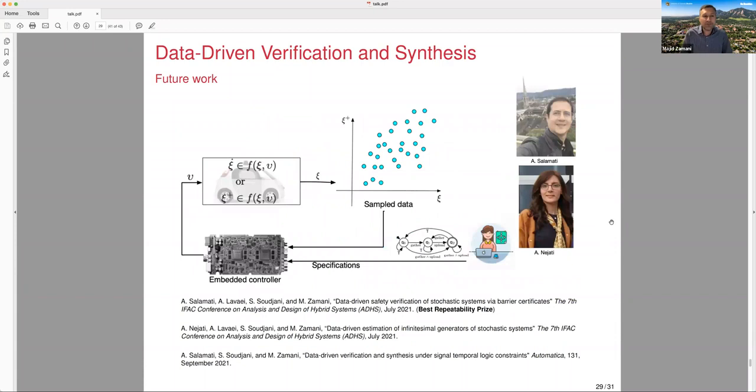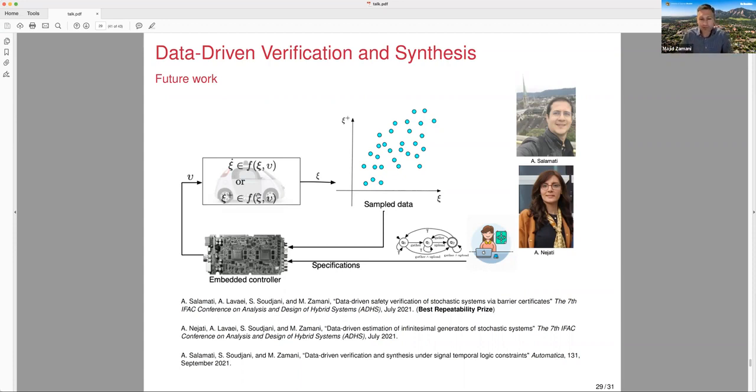So what is the future work we are looking at? And in fact, we already have some preliminary results. So far, everything I explained up to now assumes we have a mathematical model of the physics. Keep in mind, I can allow for uncertainty. You see, these are inclusions. But the uncertainty is also structured, and I know the set of uncertainty.